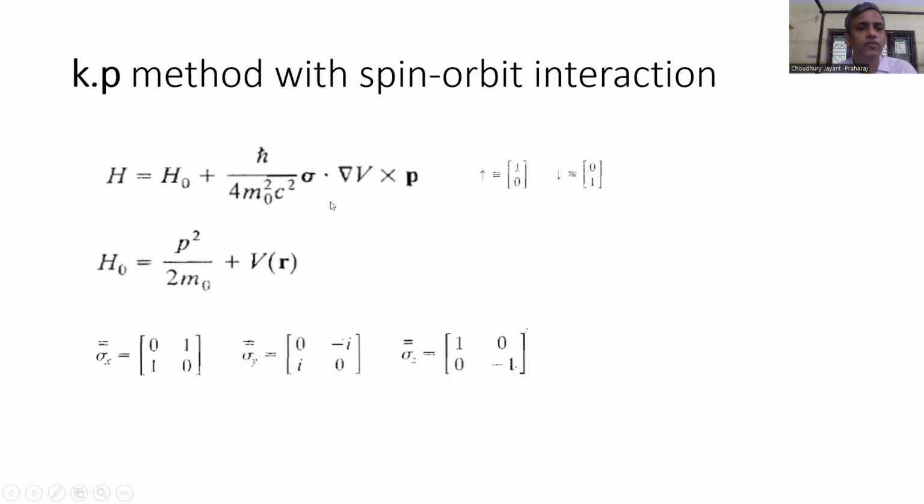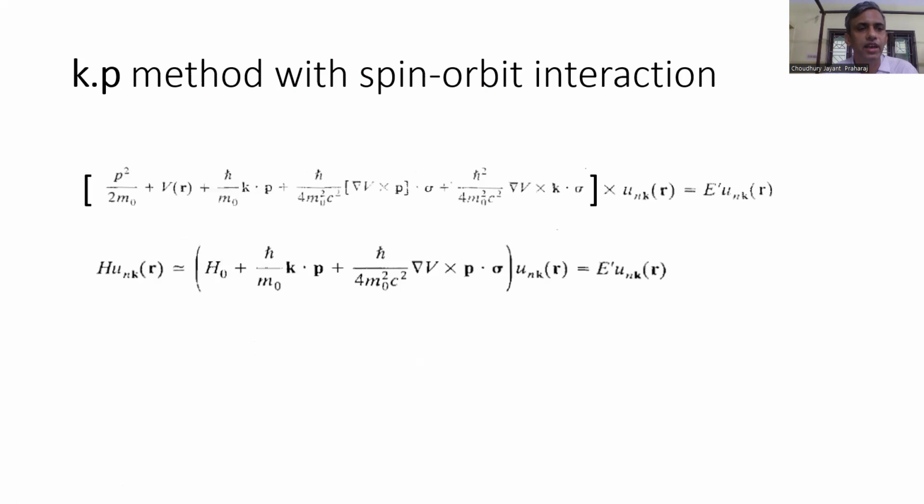And we'll see that in later slides. In this slide, we look at the K.P method in greater detail. We apply the Hamiltonian that we showed in the previous slide to the Bloch wave function of the electron. The Bloch wave function is the product of a plane wave part multiplied by a cell periodic part. So it's basically a plane wave modulated by the cell periodic part.